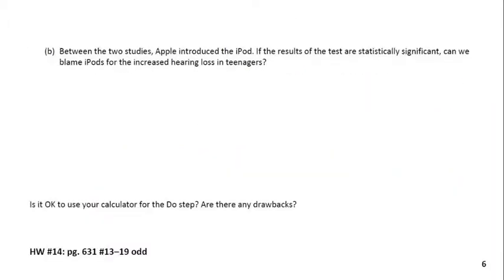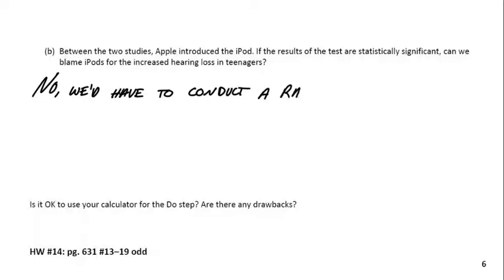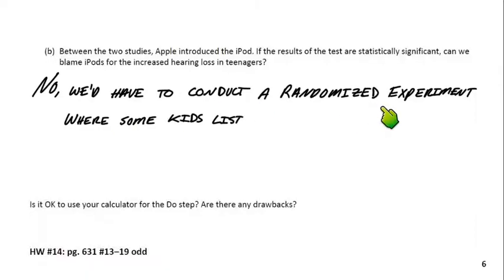All right, so part B says between the 2 studies, Apple introduced the iPod. Right, so that was a big thing between those 2 generations that occurred. If the results of the test are statistically significant, can we blame iPods for the increased hearing loss in teenagers? Can we just point to iPods and say, you know what, that was it? And the answer is definitely no, right? Although we know for sure that there was an increase in hearing loss, we can't just blame iPods because we'd have to conduct a randomized experiment, right?